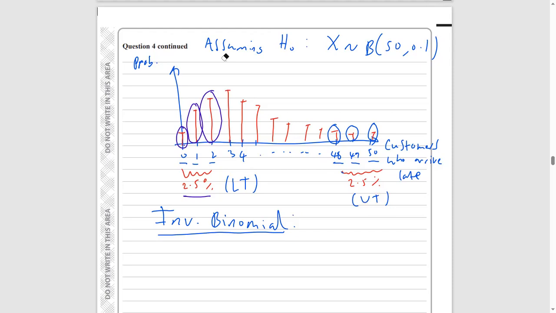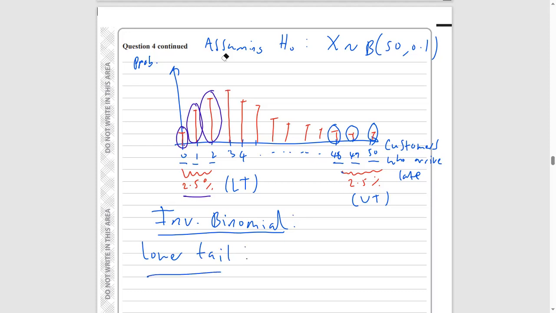So again, for the extreme values, we've got a 2.5% probability of rejecting H0 if we get numbers in our data which are really small, so a small number of customers who arrive late. And then we're dedicating 2.5% of the probability of rejecting H0 to the upper tail, so big numbers of customers who arrive late. So let's focus on our lower tail first, the lower side of this distribution of customers who arrive late.